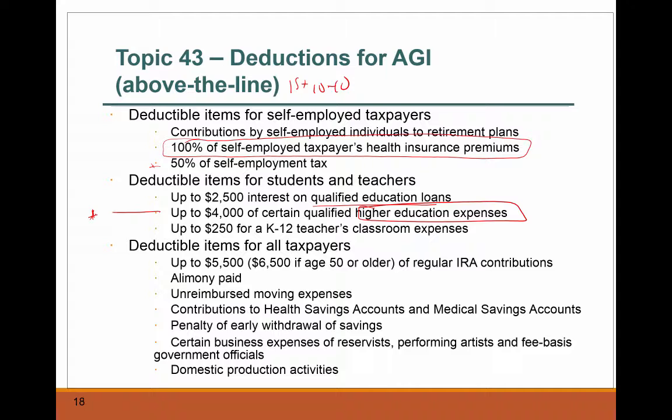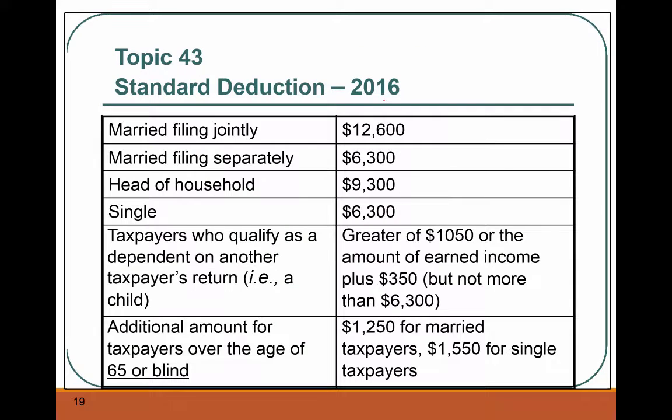Then you have deductible items. So you have up to $5,500, or $6,500 if you're over 50, for your regular IRA contributions, any alimony that you paid, unreimbursed moving expenses for job relocation, and your HSA and MSA accounts. And there's also the penalty on early withdrawal of savings and domestic production activities. So these are great because they're above the line. You take them, and it's practically a dollar for dollar reduction of your gross income to get to your AGI.